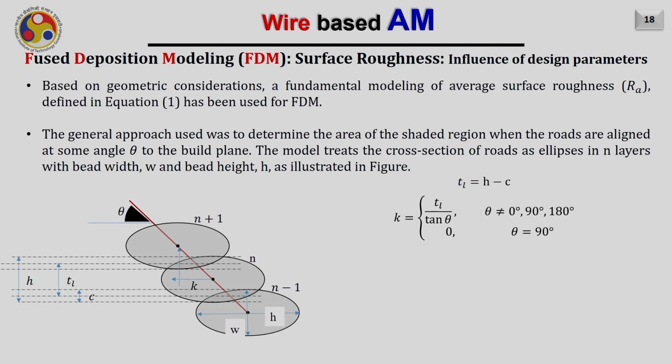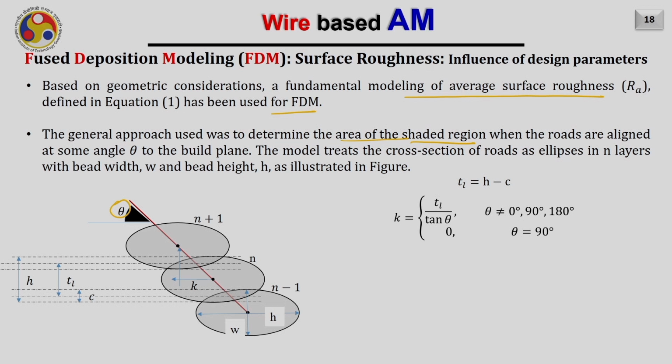Now, let us try to obtain the RA value quantitatively for a particular CAD model, for a particular feature which is slanted at an angle theta. Based on the geometric constraints, a fundamental modeling of average surface roughness RA defined in equation 1 can be obtained for FDM. The general approach was to determine the area of the shaded region, which I will show in the next slide, when the rods are aligned at an angle theta in the build plane.